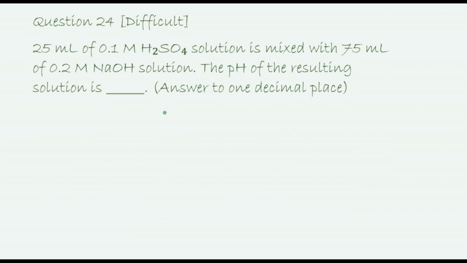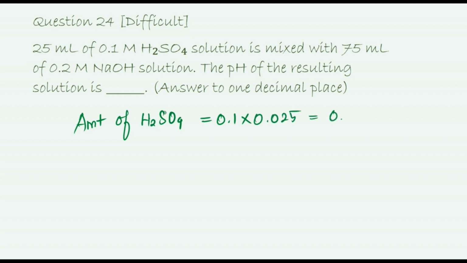25 ml of 0.1 molar H2SO4 solution is mixed with 75 ml of 0.2 molar NaOH solution. The pH of the resultant solution is. So you can go about calculating the amount of H2SO4, which is 0.1 molar into 25 ml, that is 0.025, which will become 0.0025 moles.